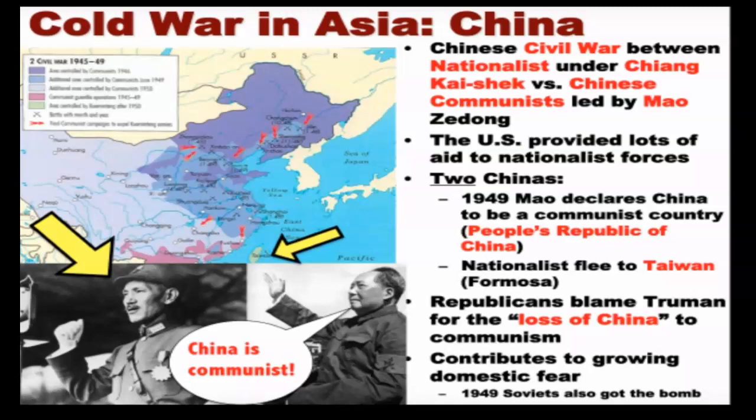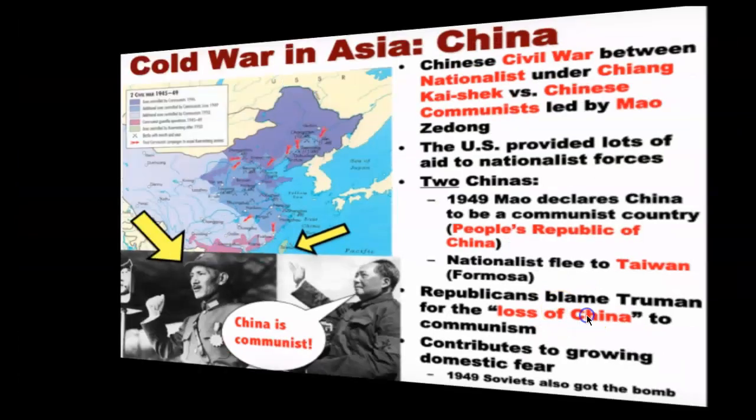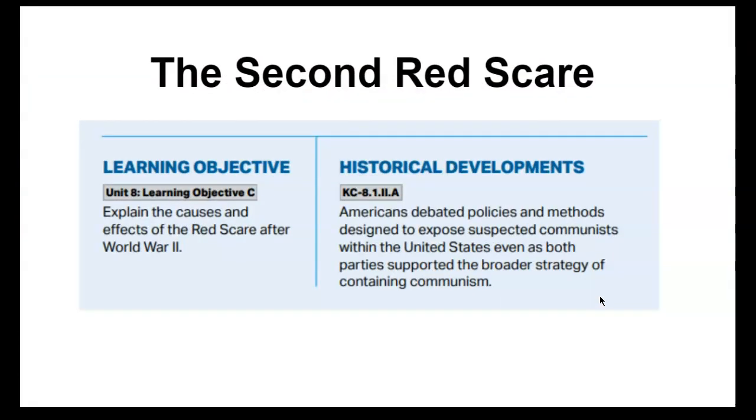That, along with the Soviets getting the A-bomb in 1949, you can see maybe how people thought this way. So this brings on the second Red Scare here in the United States. Make sure you're able to explain the causes and effects of the second Red Scare after World War II. And you can see here some of the developments.